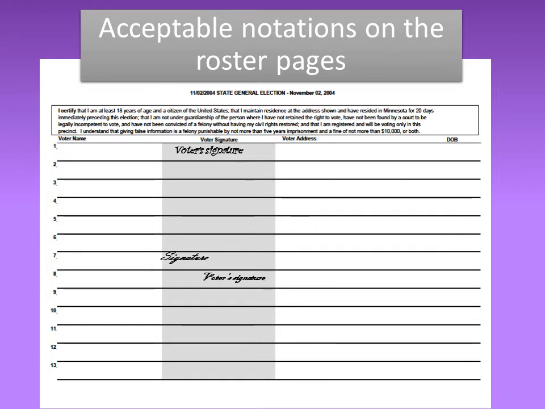Judges only are allowed to use a red pen for the following: AB or absentee ballot, curbside, crossing out a voter's name if they signed on the wrong line, or directional arrows. The voter should use black or blue ink to sign the roster.